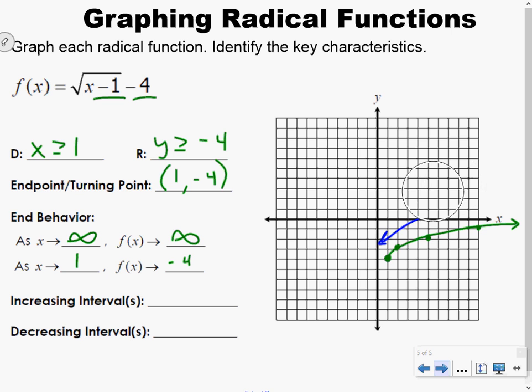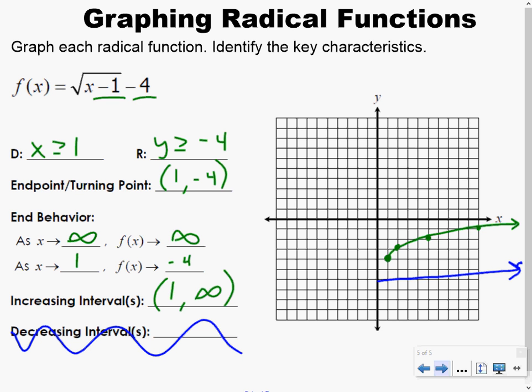Now, for the square root functions, we're not going to have increasing and decreasing intervals. It's just going to be one or the other. If we go from left to right on this graph, it is only ever going up. It is only ever increasing. So we don't have a decreasing interval. We're still using the x values to describe the increasing interval. So it starts increasing at an x value of 1, and it increases forever up into those x values of positive infinity.